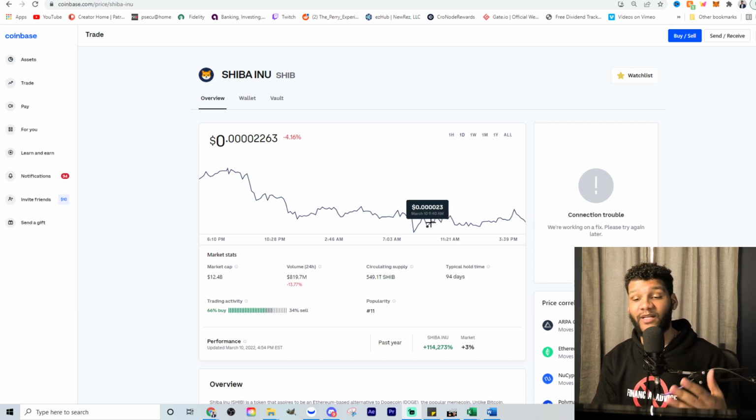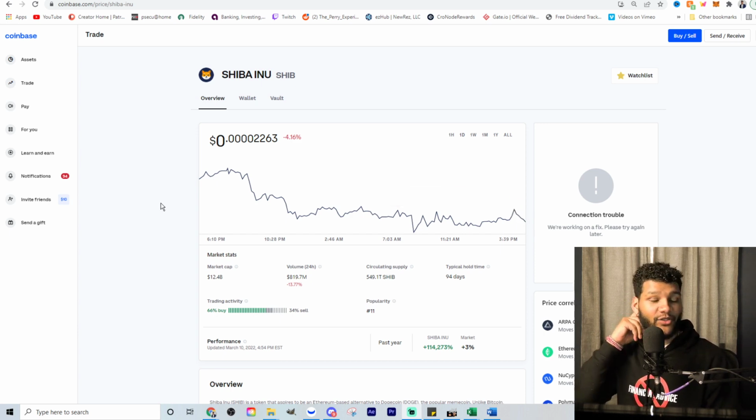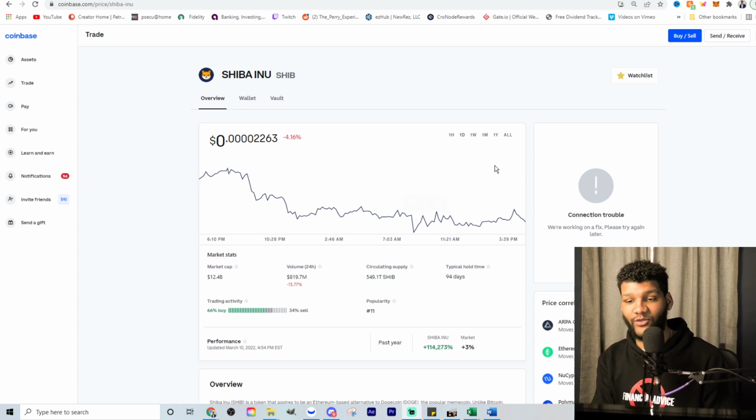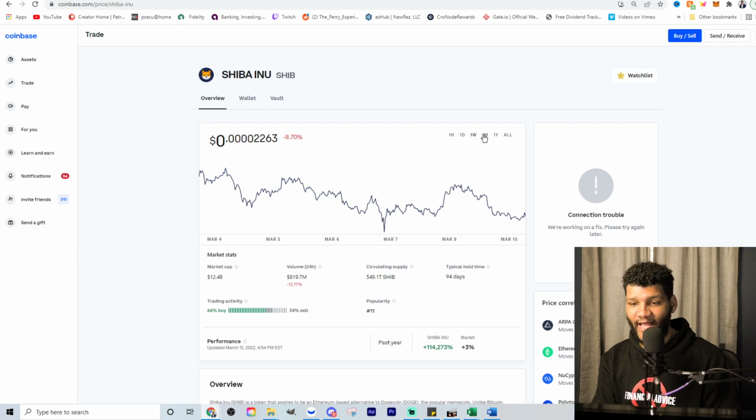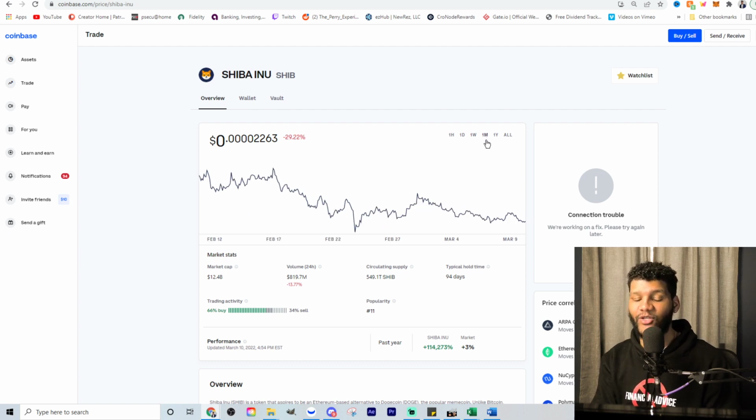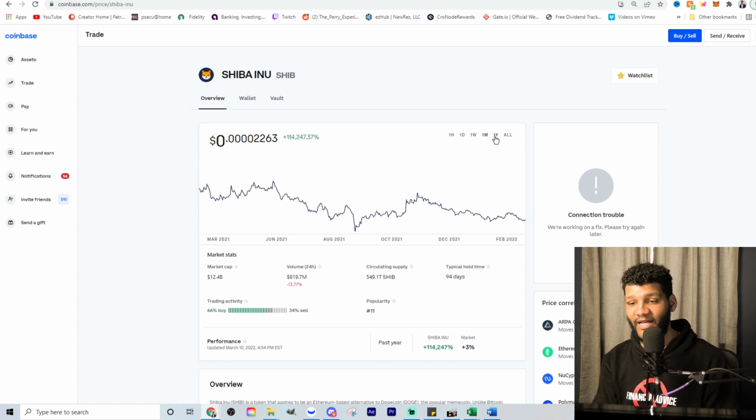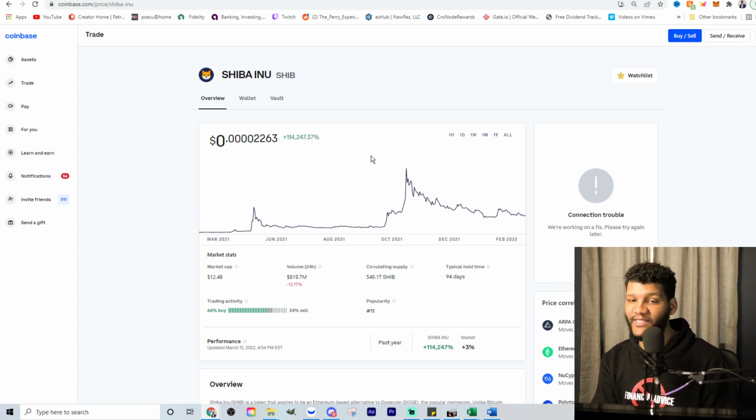We did see a decent size pop just recently. We saw this pop up here, pushing us up to 23 and then decreasing us down to below 23, around 22 or high 22s. You can see in the last week, it's down 8.7%. The last month, it's down 29.24%. And the last year, it's still up 114,000%, which is not as much as it was up a couple of weeks ago, looking at it at 33 or 35 or even 40 or so.